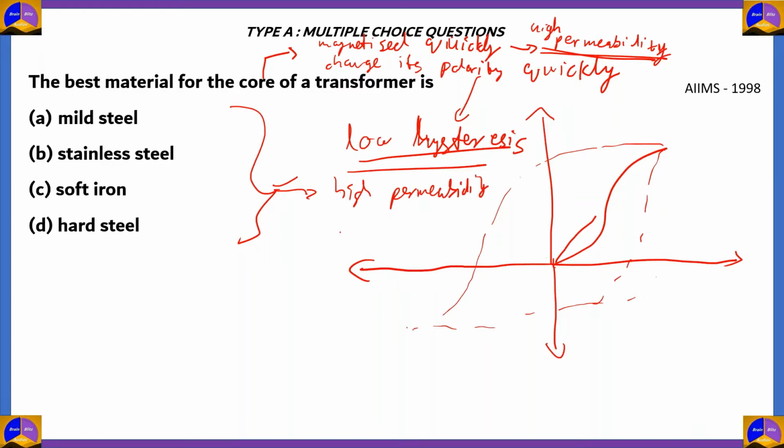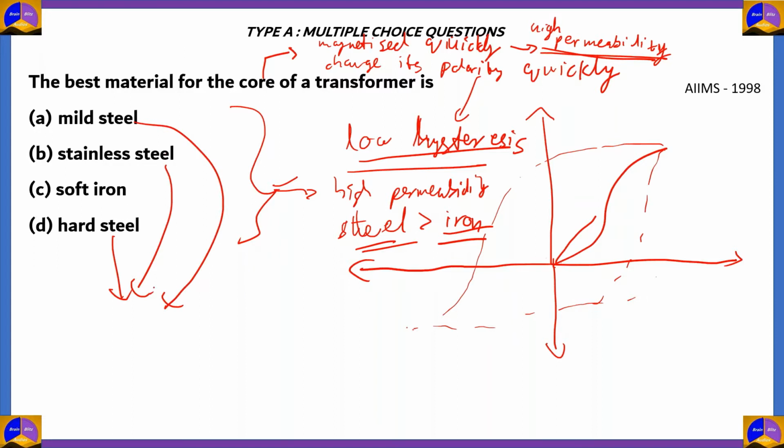And when it comes to comparisons, steel has more permeability, higher permeability than iron. But there's a catch, and that catch comes in terms of hysteresis. Hard steel, stainless steel, mild steel. All of these kinds of steel have one thing in common. They have high hysteresis.